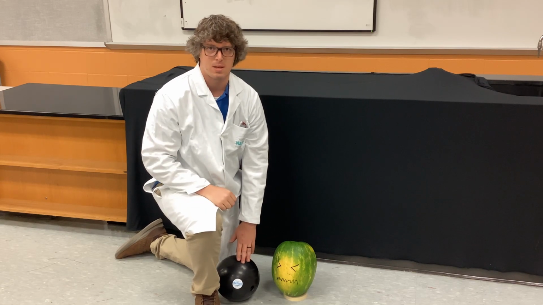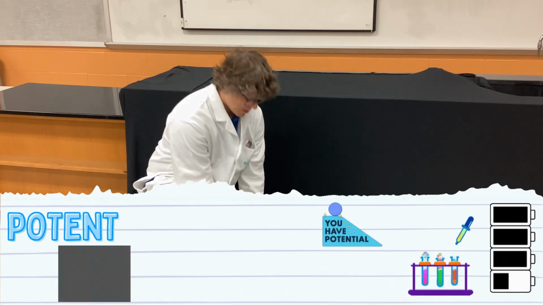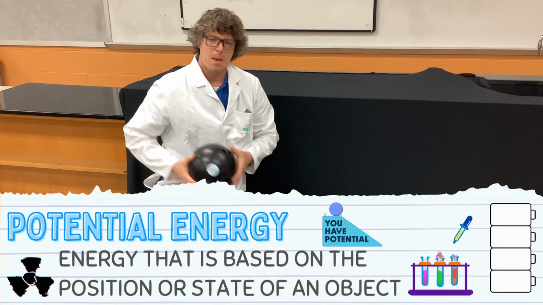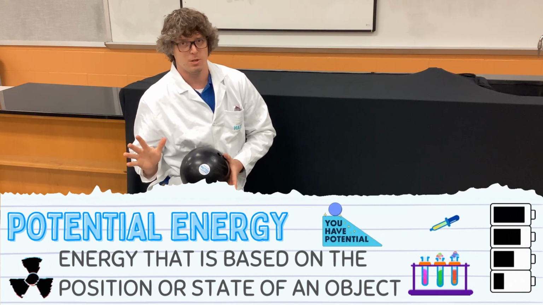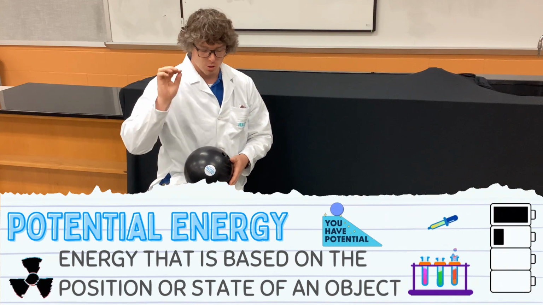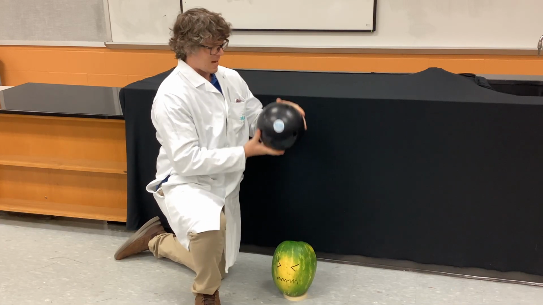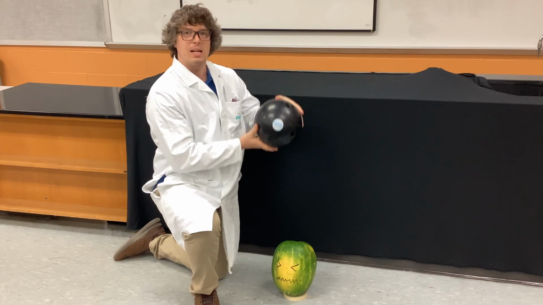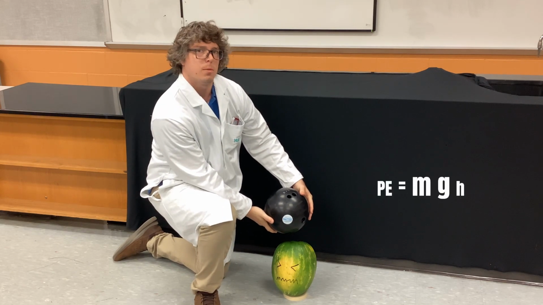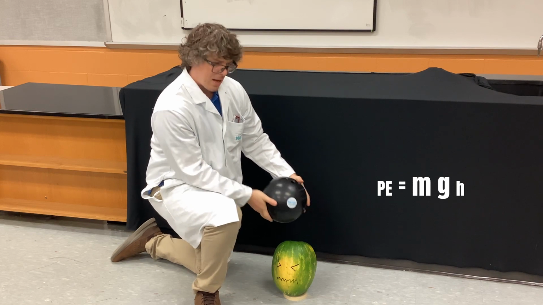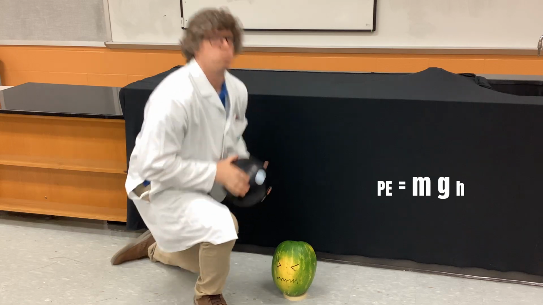Let's move on to our second basic type of energy, which is called potential energy. Potential energy is the measure of how much energy an object has based off the object's position. There's a lot of different types of potential energy, so for this video we're going to focus on gravitational potential energy, which measures how much energy an object has stored based off its height above the ground. You can imagine holding the bowling ball just above the watermelon, and if I dropped it here, it might leave a little dent, but overall, the watermelon would be fine.